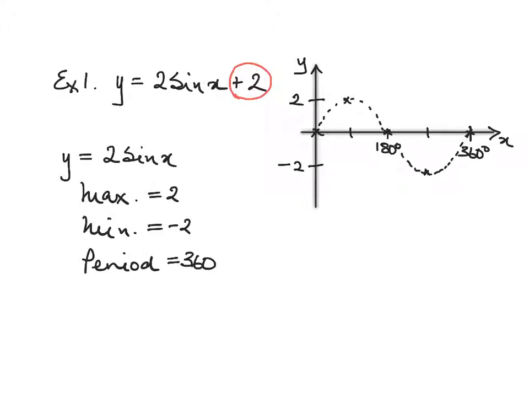So this point here will move up to 4, this point moves to here, this point, which is at minus 2, will move to 0, and this point will move up here. And here is the shape of the diagram, the shape of the curve. And that's y equals 2 sine x plus 2.